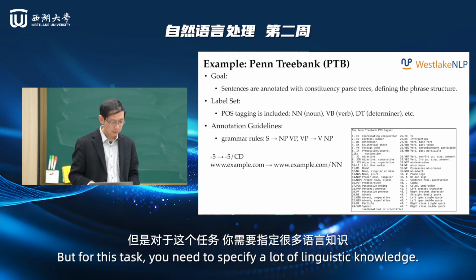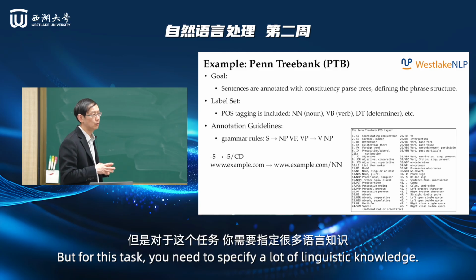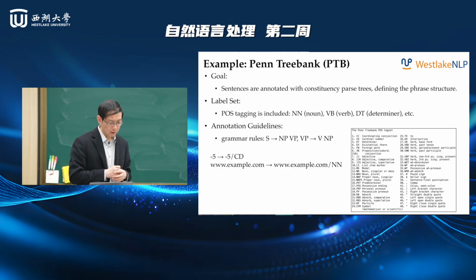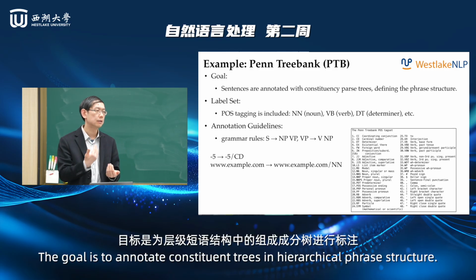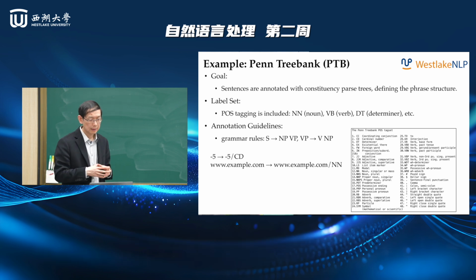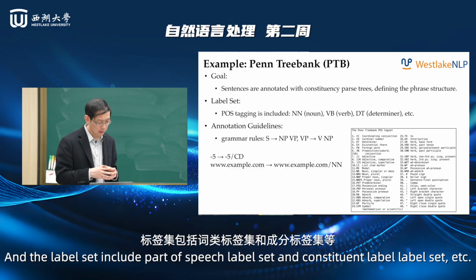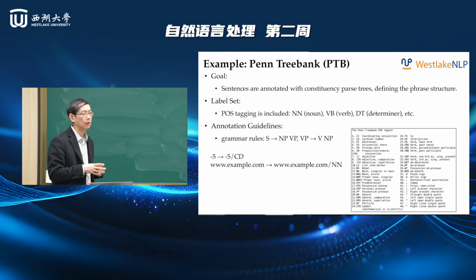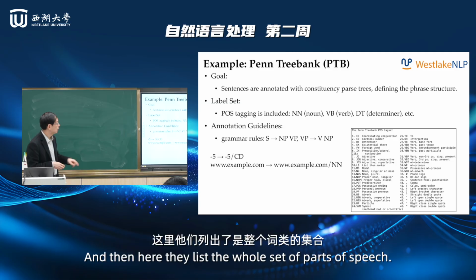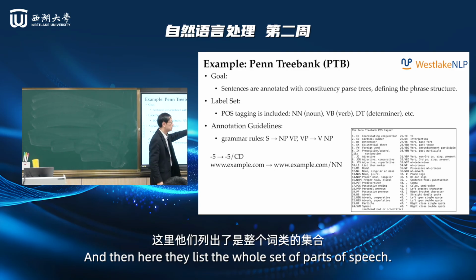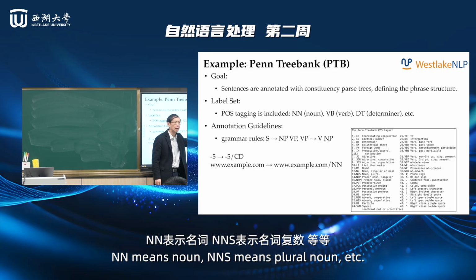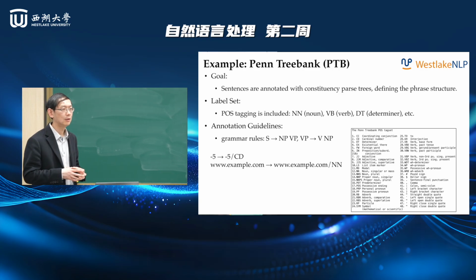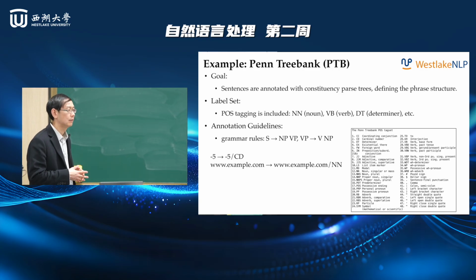But for this task, you need to specify a lot of linguistic knowledge. I just show you here as an example. The goal is to annotate constituent trees in hierarchical phrase structure, and the label sets include the part-of-speech label set and constituent label sets, etc. Here they list the whole set of parts of speech. NN means noun, NNS means plural noun, etc. A whole set.